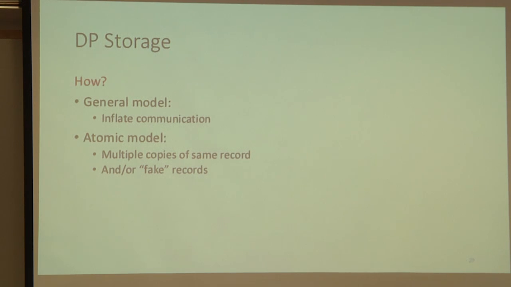In order to do that in the atomic model case, where we have a ciphertext for each record, we're going to need multiple copies of the same record, multiple encryptions, or use encryptions of a fake dummy record in order to inflate the communication. So each time we ask a query, we can return the real records and multiple times the encryption of a dummy file.